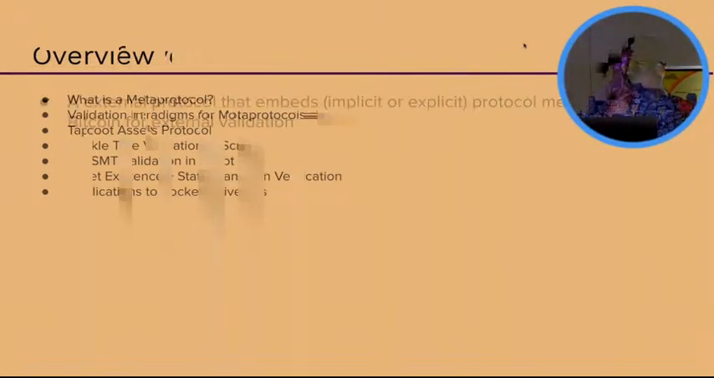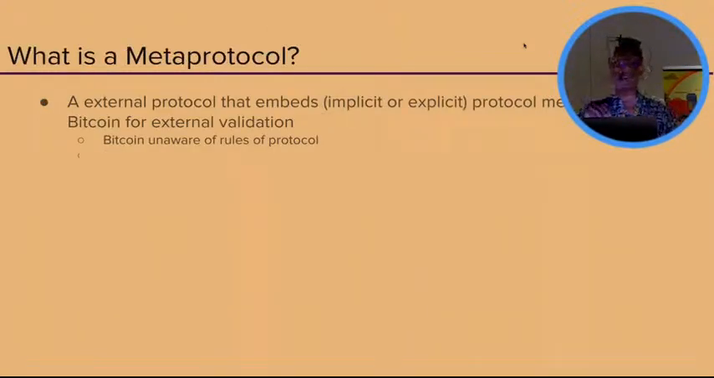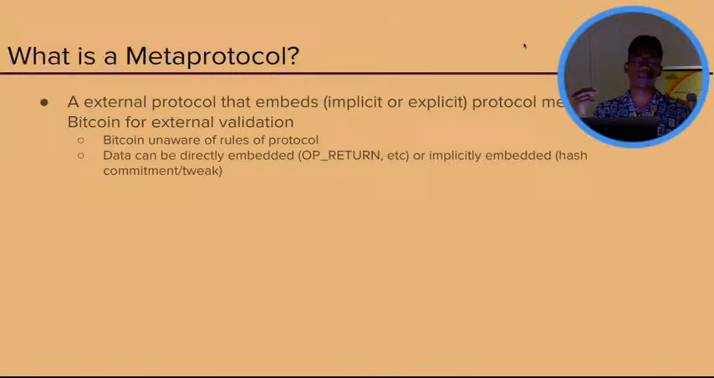So first, what's a meta protocol? The thing is that Bitcoin is actually unaware of the protocol rules, right? For example, you could maybe embed the data in an OP_RETURN, or maybe some bare multi-sig outputs, or maybe others actually just embed a single hash in there. These all fall under the umbrella of meta protocols, right?